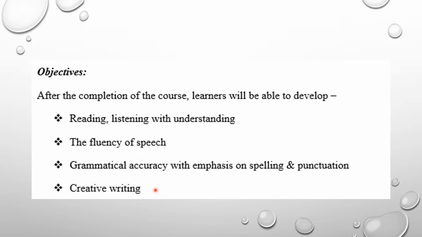What is composition writing? When a student uses memory and imagination power to write something new, and if he is able to write on new topics, we will say the student has creative writing skills, creative writing ability. So these are the main purposes, the main objectives of this course. So you have to complete this course successfully. Okay, let's go to the next slide.